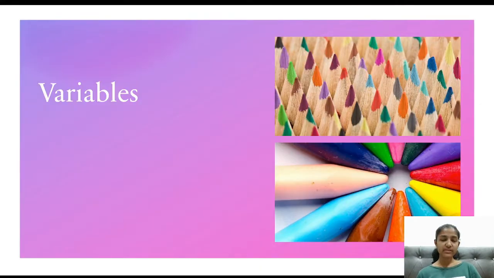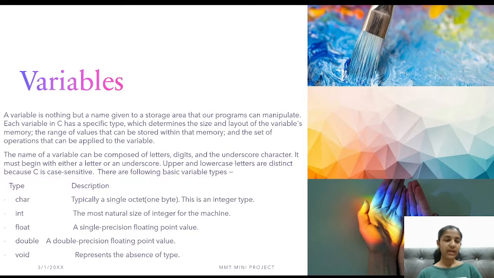The next topic that we are going to do is variables. A variable is nothing but a name given to a storage area that our programs can manipulate. Each variable in C has a specific type which determines the size and layout of variable's memory, the range of values that can be stored within that memory, and the set of operations that can be applied to the variable.